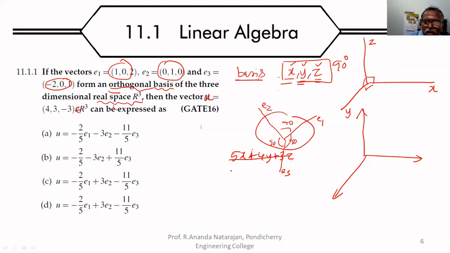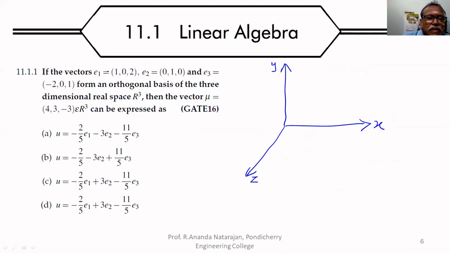Instead, what I have to say is 5E1 plus, it may not be 4 because this is a different domain, let us assume the same coefficient, plus 3E3. So like that we can say it this way. So E1, E2, E3 are also three bases which are mutually perpendicular, that we understood. Here these three bases are represented in terms of our conventional basis. In the conventional basis, E1 is 1 times x and 2 times z.